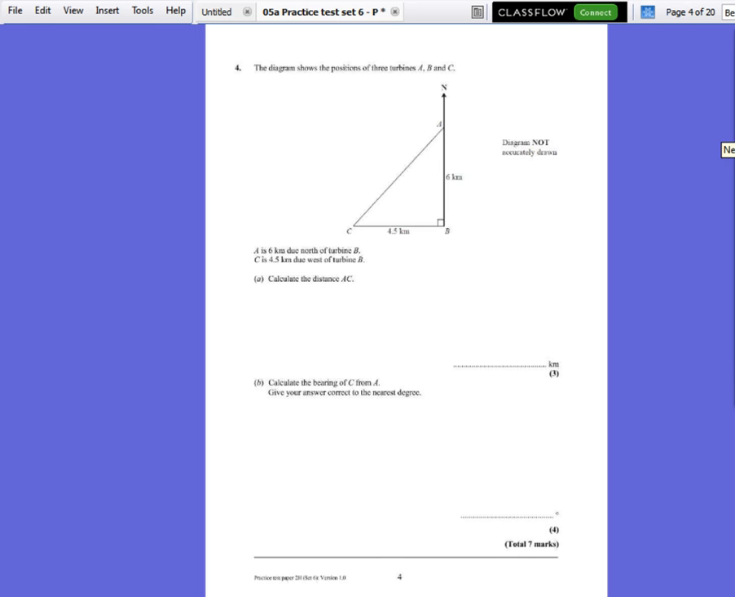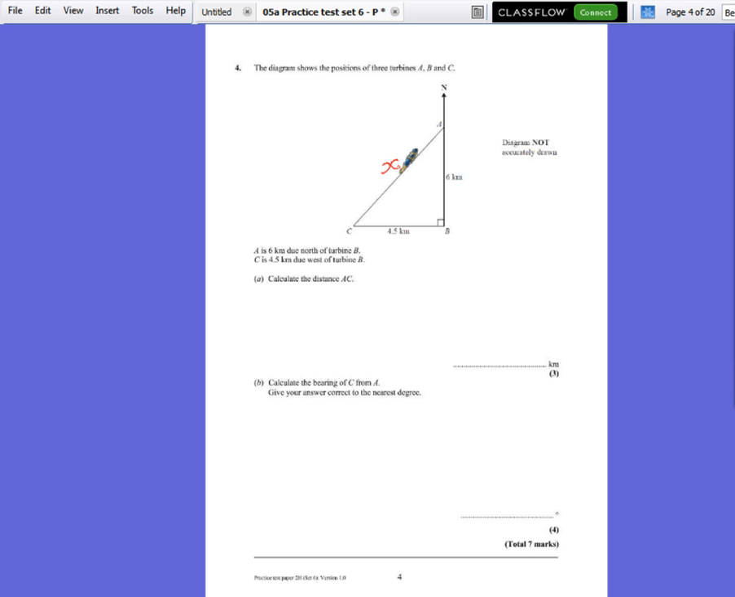Question 4. The diagram shows the positions of 3 turbines, A, B and C. A is 6 kilometres due north of B, as shown on the diagram, and C is 4.5 kilometres due west of turbine B, again shown on the diagram. Calculate the distance of AC. So we're after this distance here.